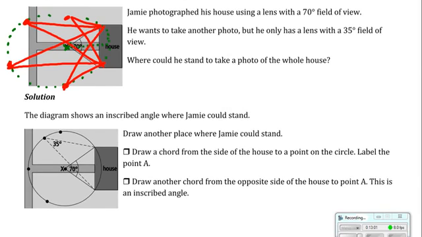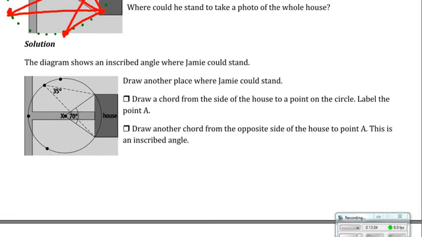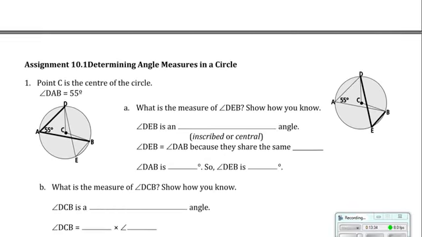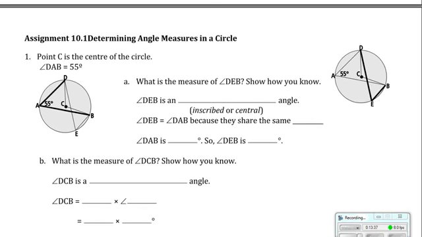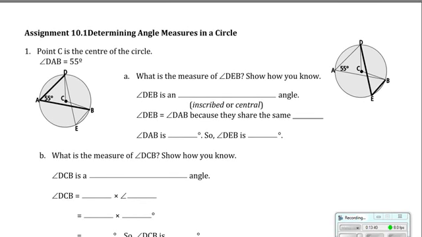So if we go down to where it says solution, in order to draw another place he could stand, we are going to draw a chord from the side of the house to a point on the circle, and then draw another chord from the opposite point of the house to that circle. So we're making an inscribed angle. Okay, so there's one point, but this is another possibility, or this is another possibility, or this is any possibility that has the middle of the angle at the outside of the circle. So this is your assignment. You are going to work on this in class, and then we can check them together as you go.